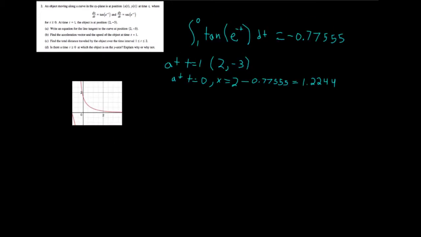Alright, problem 2, letter D. Is there a time t greater than 0 at which the object is on the y-axis? Explain why not. So for an object to be on the y-axis, it just needs to have x equal to 0. So we're going to try and figure out if at any time x is equal to 0. So if you graph dx over dt, which is tangent(e to the negative t), this is the graph down here for that.